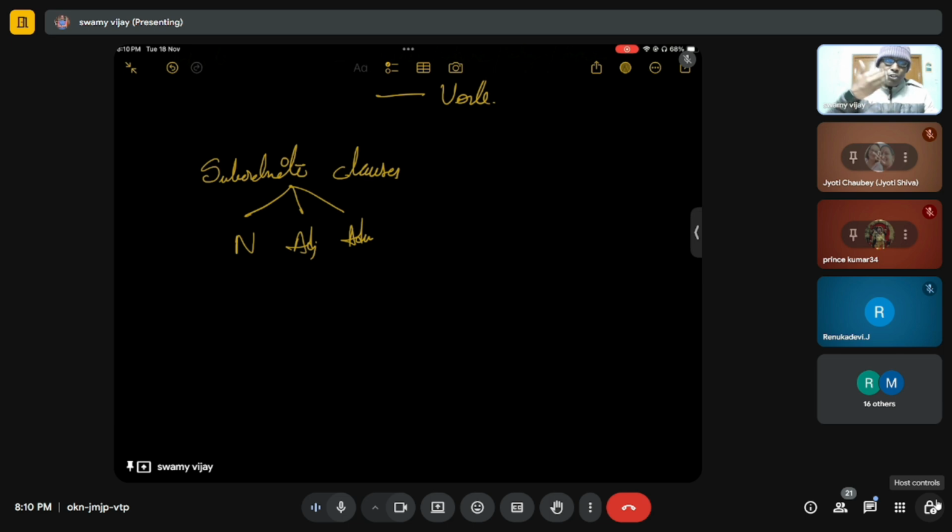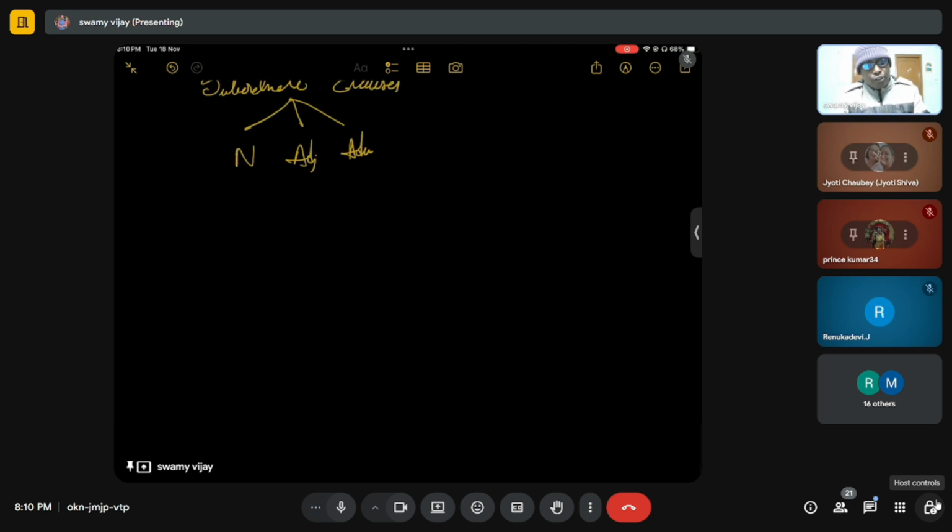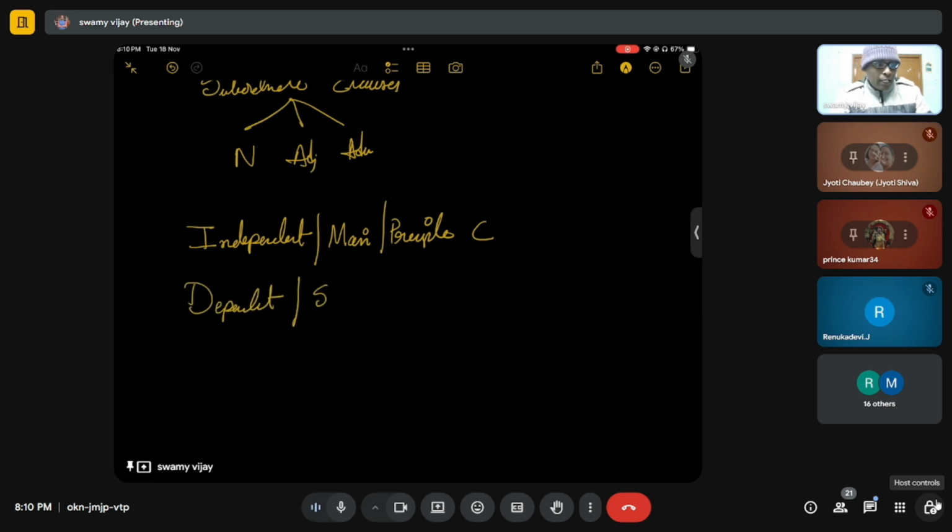But when it comes to a different way of understanding, clauses are divided into two types. One is the independent clause. I hope you all know this one. The independent clause is also known as the main clause. It can also be called the principal clause. And the second one is the dependent clause, also called the subordinate clause.